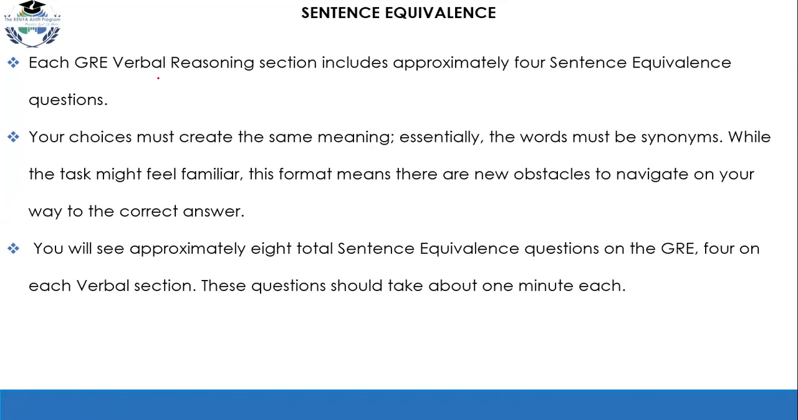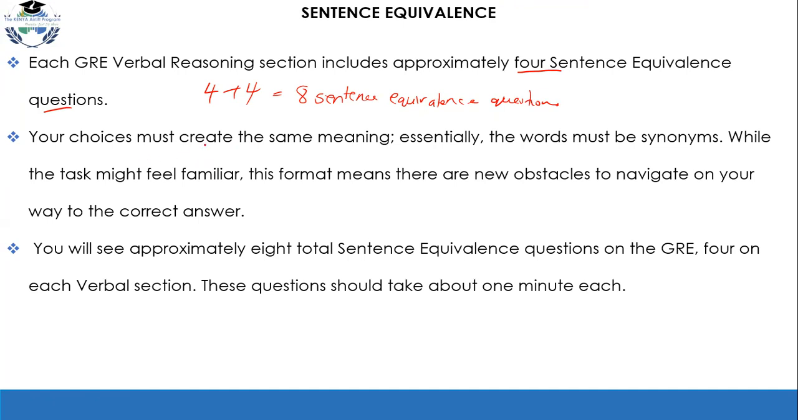Each GRE verbal reasoning section includes approximately 4 sentence equivalence questions. You might be wondering about the breakdown. Remember, I gave you last week's breakdown for text completion. For this one, it's going to be 4 for each section, so you're going to see 8 sentence equivalence questions in total.